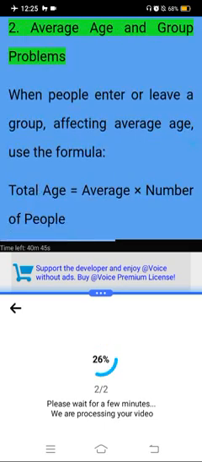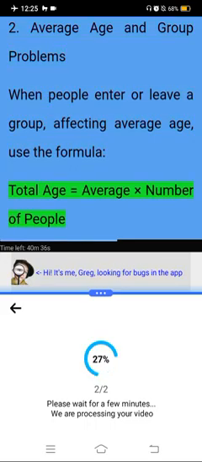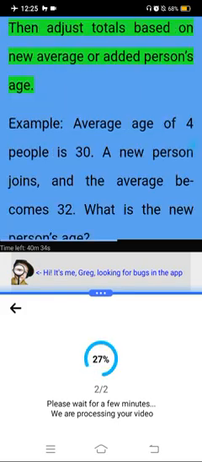2. Average age and group problems. When people enter or leave a group, affecting average age, use the formula: total age equals average times number of people. Then adjust totals based on the new average or the added person's age.